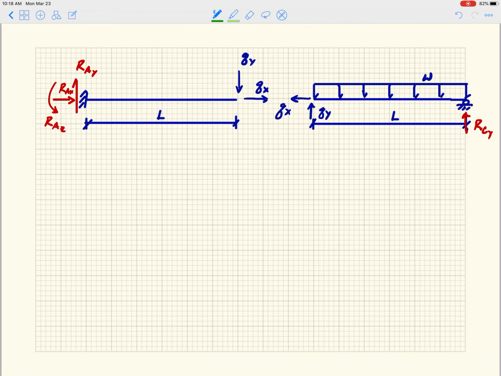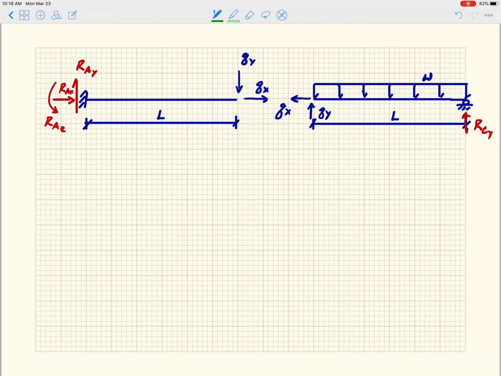So let's do, we're going to take the right-hand side first, right? So I am going to apply this fictitious load of WL, right? And that load is applied at L over 2, right? And so here I get, let's see, sum of the moments, I guess we'll do this about point Q here, equals 0. And what I solve for now is RCY, well, let me actually do this.